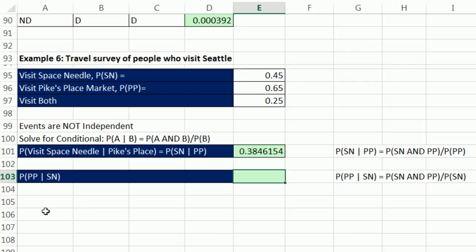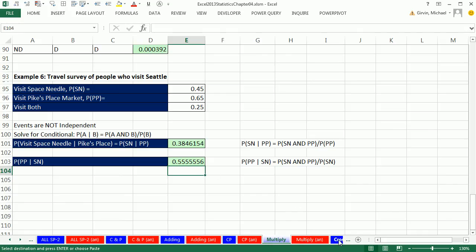Now we can do probability of Pike's Place given that they've already visited Space Needle equals the and divided by the Space Needle. So we pick the Space Needle and enter. 0.555. Now we want to go look at another example on the sheet, and I'm going to scroll the sheet tabs ahead. Crosstab, no data set.